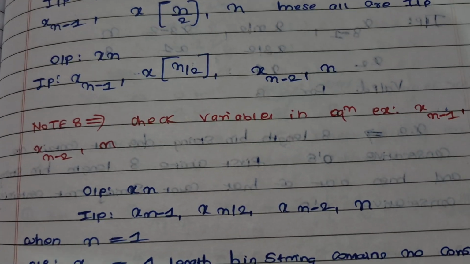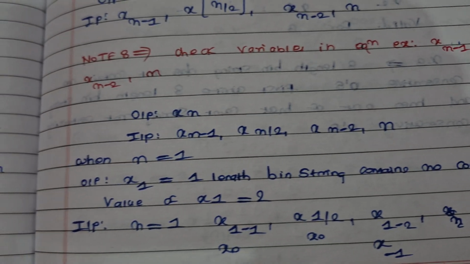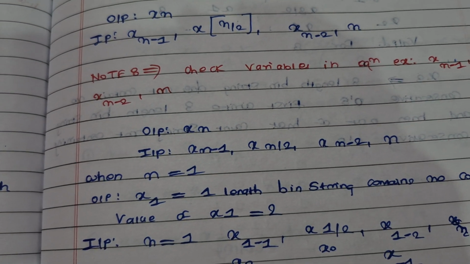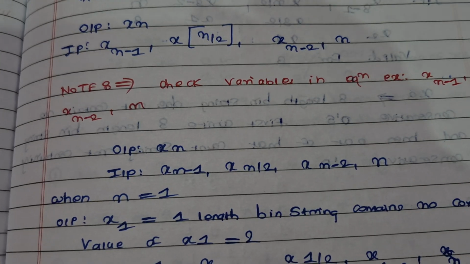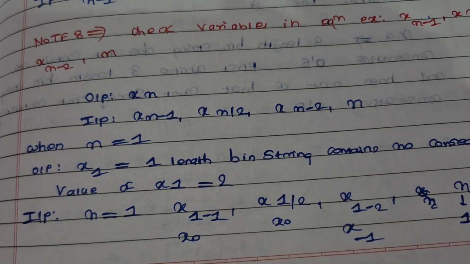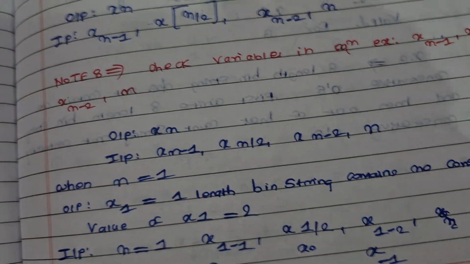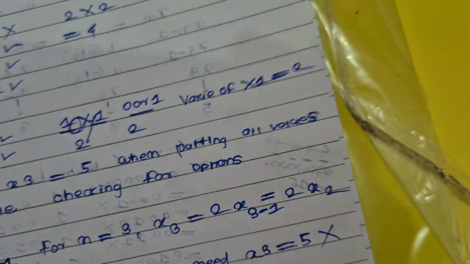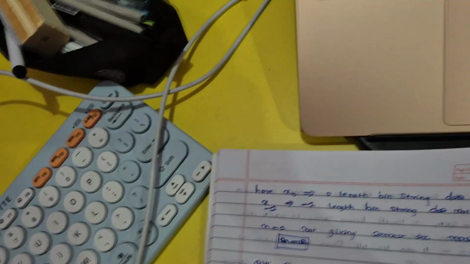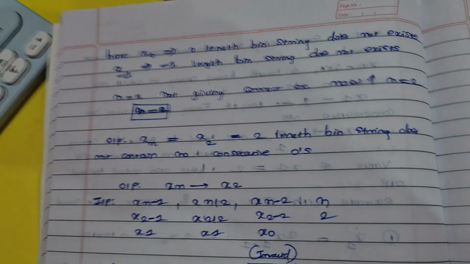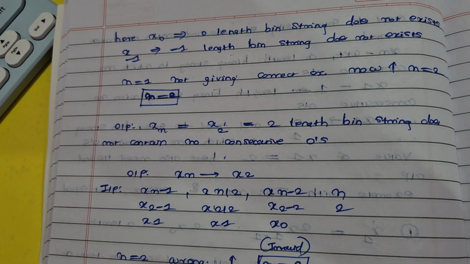Check the variable in the equation. That's what I've written: how to check the input, how to take input and output. Now x of n equal to 1 they have checked, and this comes like x of 0, x of minus 1, which does not exist. So we need to increase the value of n, we have taken that already. Now we should be taking n equal to 2.